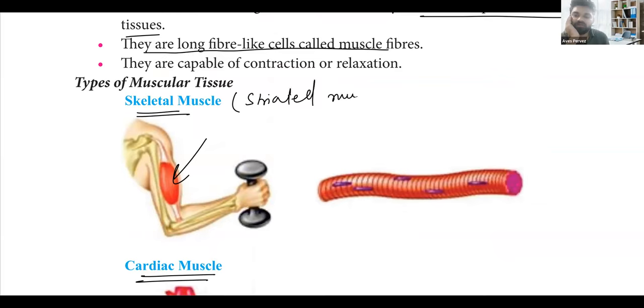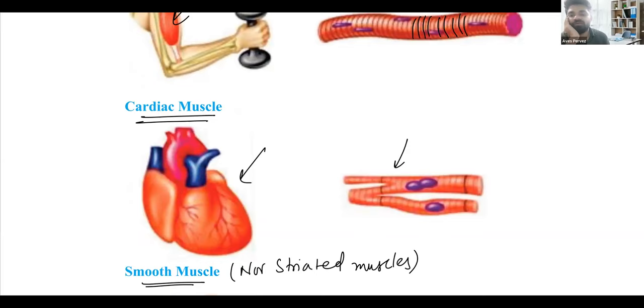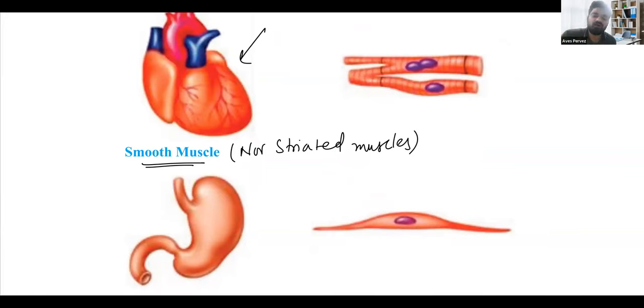Why are we calling them striated and non-striated muscles? Because striated tissue has some dark bands present on it. Cardiac tissue also has striated bands, but not very dark ones. You can see the lines in this one, but in this one you don't see the lines as dark. So it is intermediate between striated and non-striated muscles. And in smooth muscle we don't have any striations or dark bands like we have in this one.